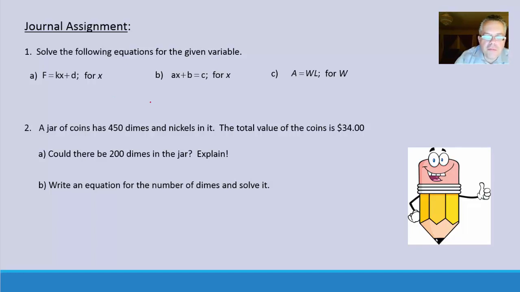We have a jar of coins that has 450 dimes and nickels. Remember, 450 is the total number of coins. And the value is $34. So figure out if there could be 200 dimes in the jar. So if there are 200 dimes, you should ask how many nickels are there, and then you can see if this guess is correct. Then let's write an equation for the number of dimes and solve it.